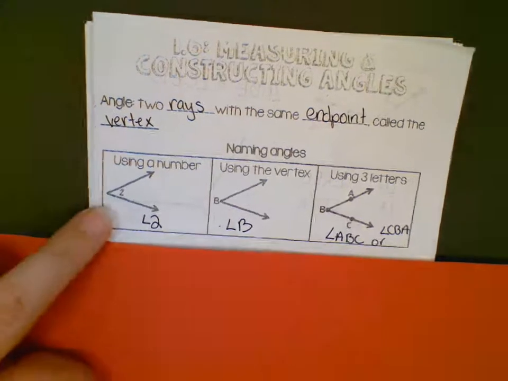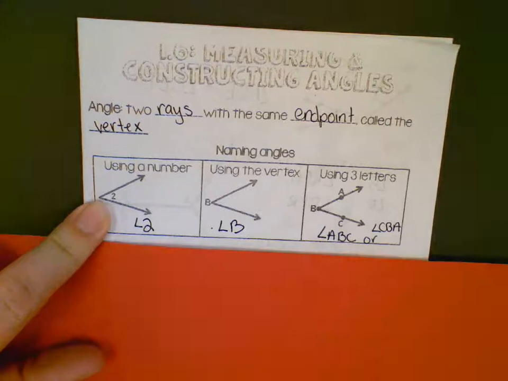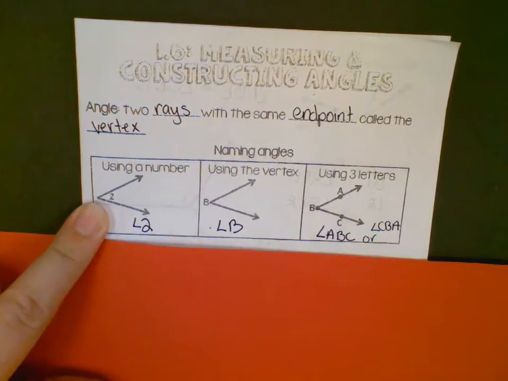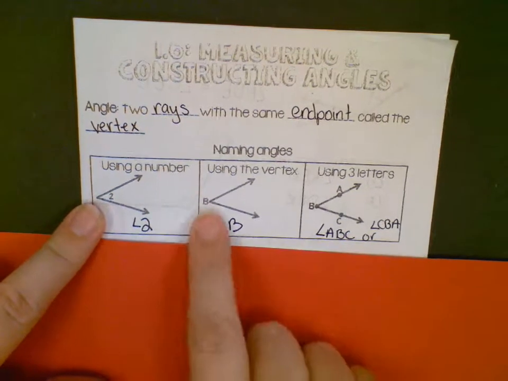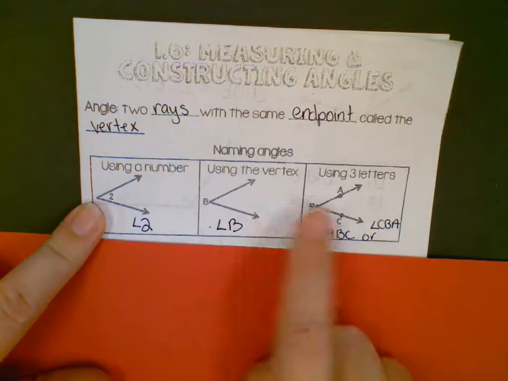So we can use just a number if they put just a number inside like that. And that's not the same thing as if they put the degrees, the angle measure in there. Okay, it doesn't have a degree sign, so it's a name. We can use just the vertex letter, whether they only give us that or if they give us all the letters, it'd still be angle B, okay?